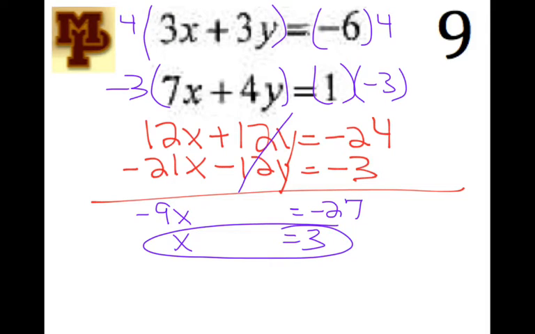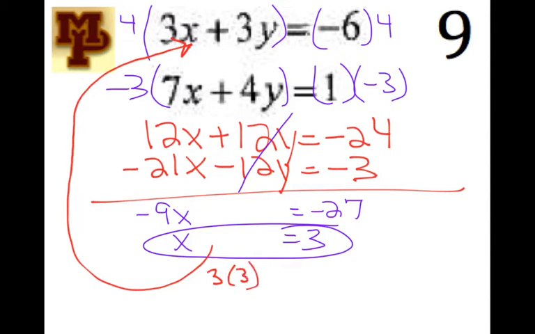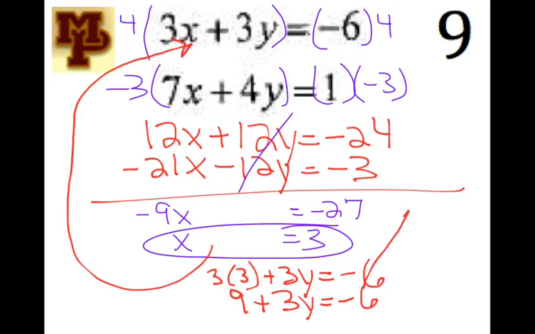So if we know x is 3, then we can go somewhere to figure out what the y is. So we can just plug it in right in that top equation. So that's going to be 3 times 3 plus 3y equals negative 6. So we have 9 plus 3y equals negative 6.